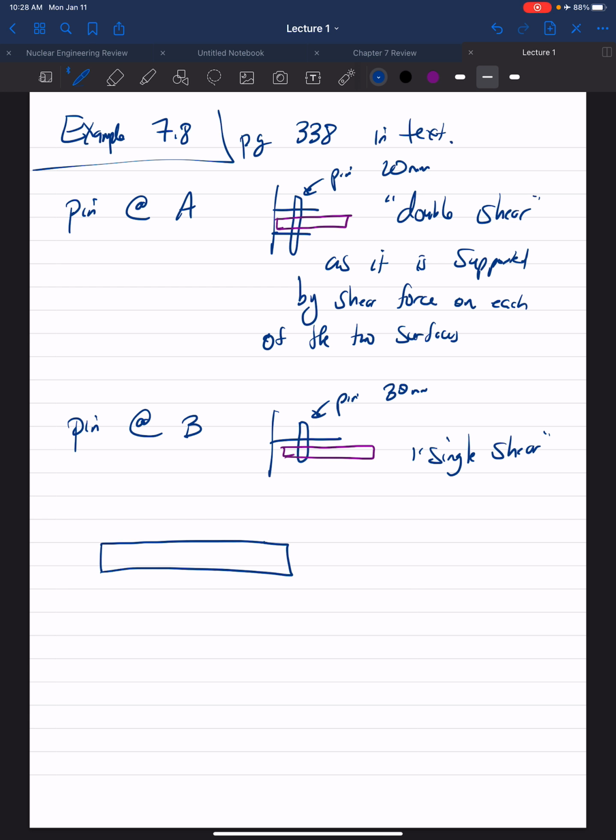Well, looking at it and remembering our chapter 4 skills, A is a pin, right? So we know the support reactions. We have an AY component and an AX component. We have the 30 kilonewton force here and the cable FBC. And this is a 3, 4, 5 triangle. It's the angle here. This is 4 meters and this is 2 meters.